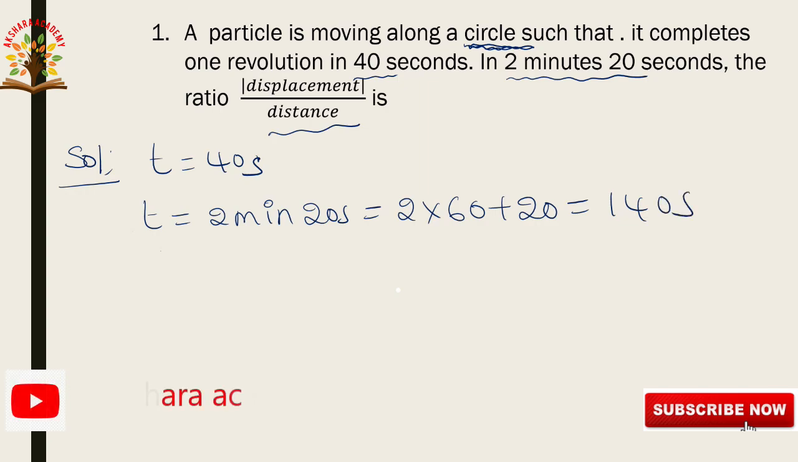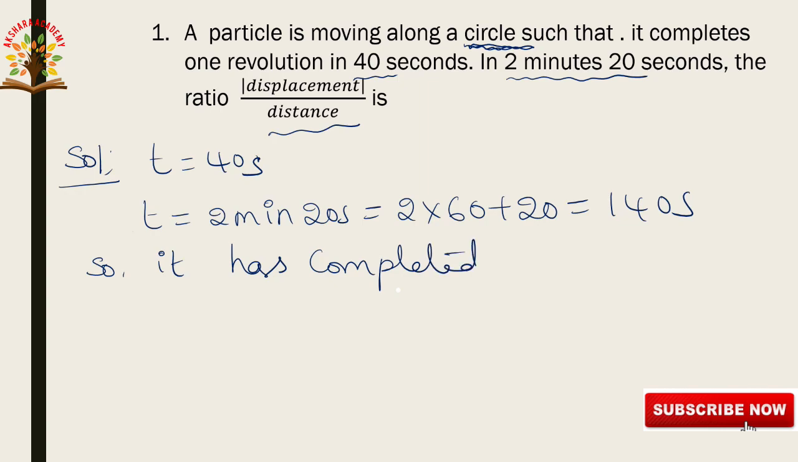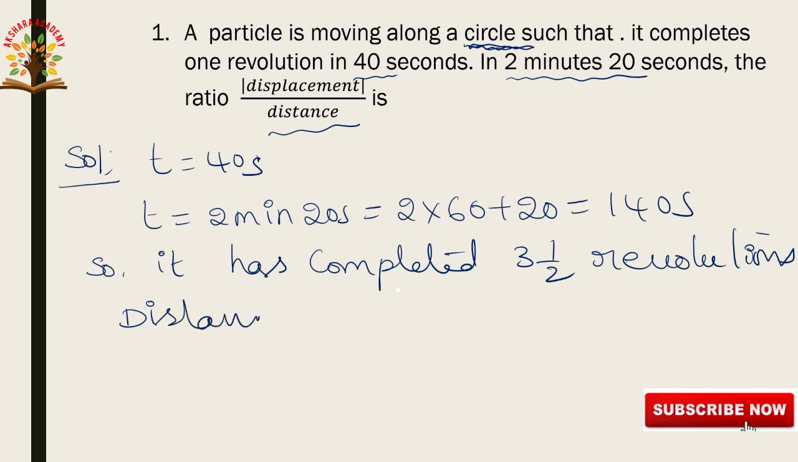So here 1 revolution is 40, 2 revolutions 80, 3 revolutions 120. So 120 plus 20, how much? 140. So it has completed 3.5 revolutions. 2 minutes 20 seconds is nothing but 3.5 revolutions. Now we are calculating the distance traveled.